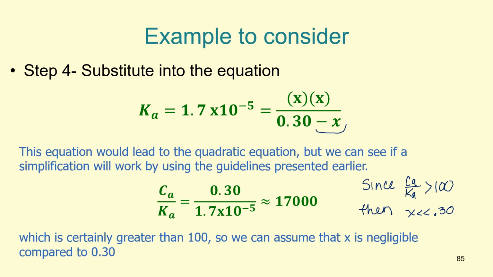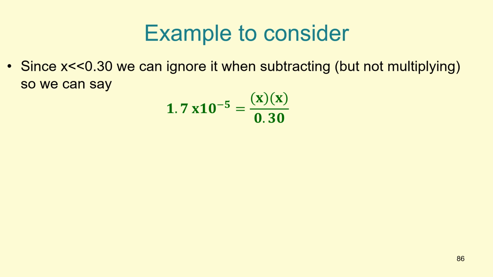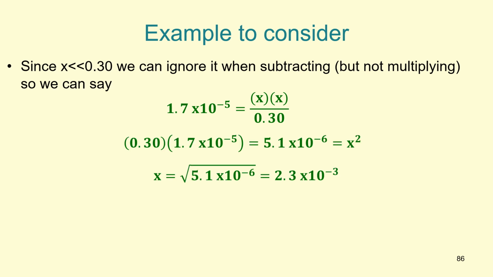So you want to put some of that into your problem when you're doing it. We can assume that X is negligible compared to 0.3. Okay, so since X is much less than 0.3, we're going to ignore it here. And so now we can just solve for X, multiply both sides by 0.3, take the square root, and we get 2.3 times 10 to the minus 3.